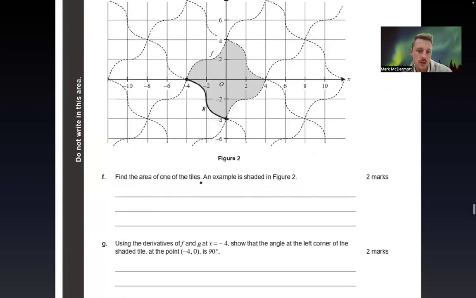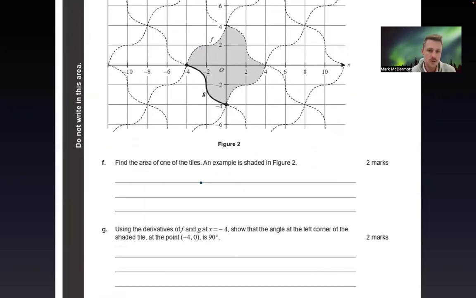Find the area of one of the tiles. An example is shaded in figure 2. Let's find the integral from -4 to 0, so we find this area and then multiply by 4. So 4 times the integral from -4 to 0 of f of x, because that's the line f of x, isn't it?